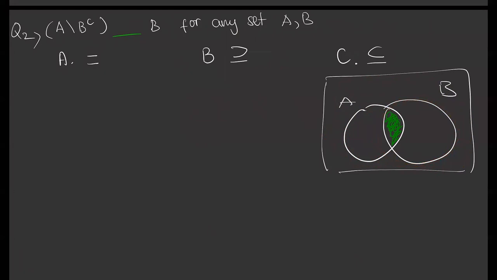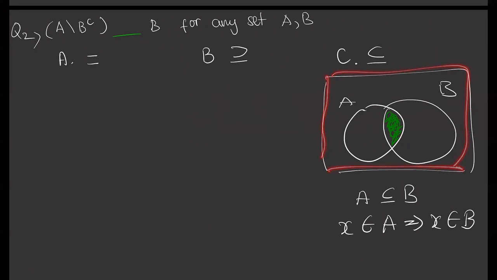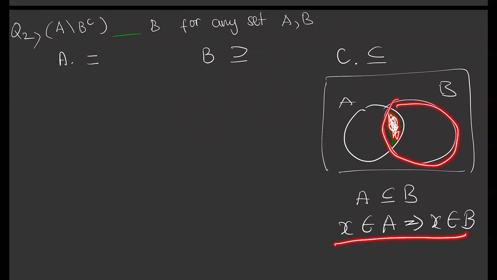I forgot to mention the definition of subset. So when you say A is a subset of B, it means if X is in A, you can say that X is in B. So that's the definition of subset. And based on this example, you can see that the set here is not equal to B because there are elements in B that are not in this set. So this set is smaller. And everything in this set is also in B. So it matches this definition. So this one is the correct answer.